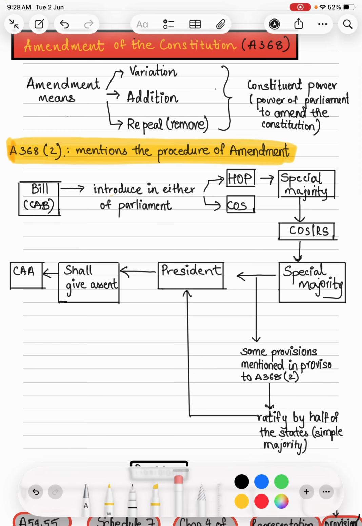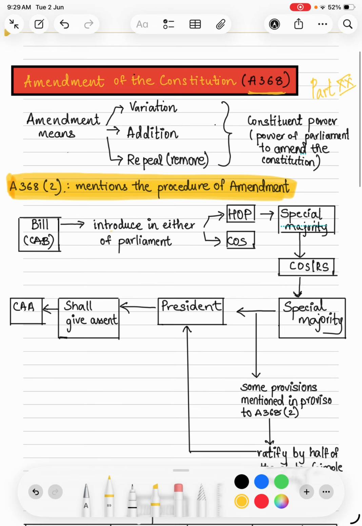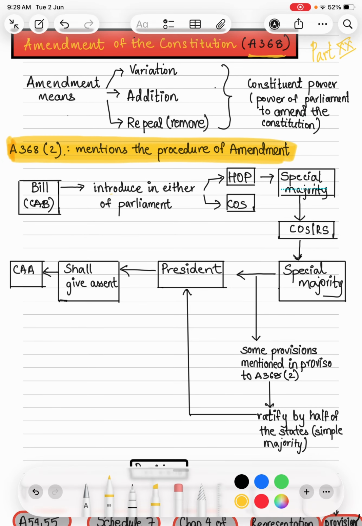Today, the topic is amendment of the Constitution. So, this is part 20 of our Constitution, and it's Article 368. That's Article 368. So first of all, I want to tell what this word amendment means.